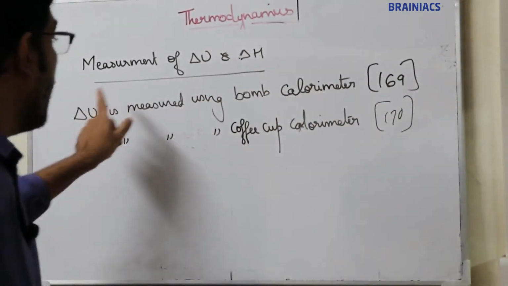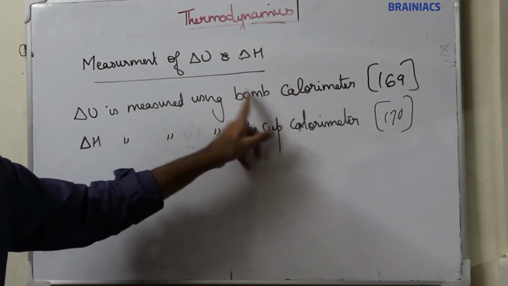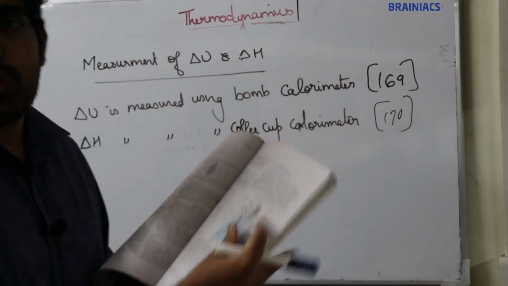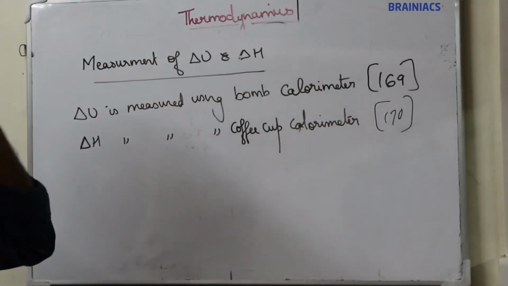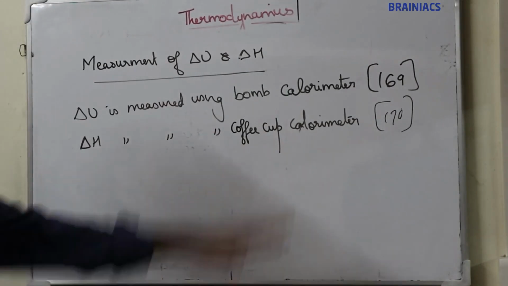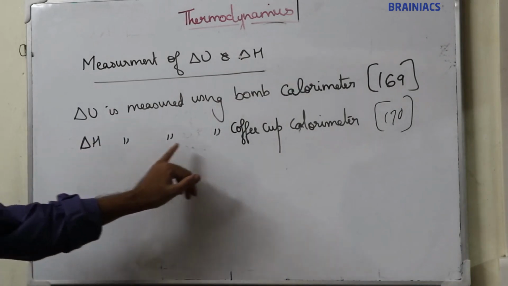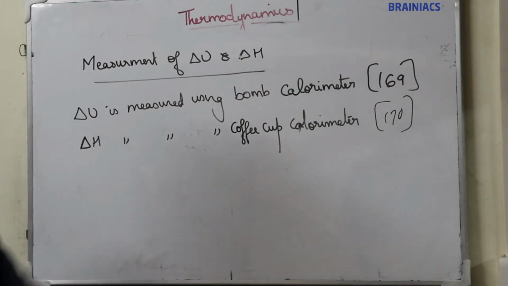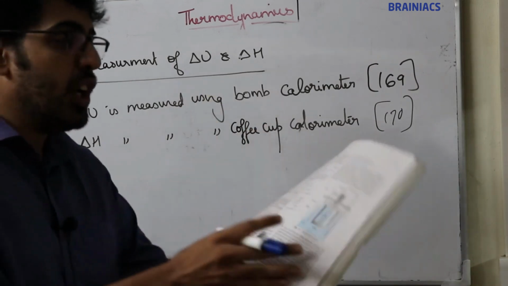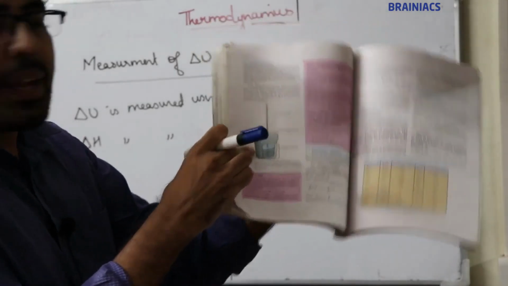Delta U, the change in internal energy, is measured using a calorimeter known as the bomb calorimeter. It is given on page number 169. And delta H, the change in enthalpy, is measured using an instrument called the coffee cup calorimeter. It is given on page number 170.